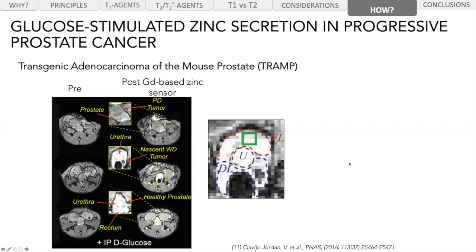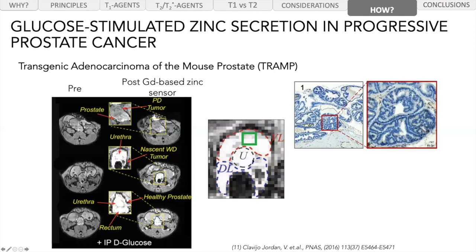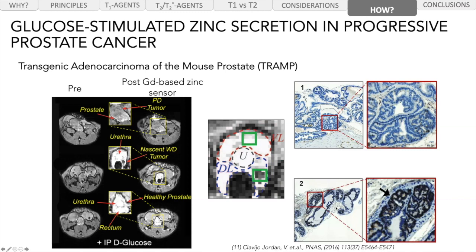So we validate the same way with histology, and we see that the healthy prostate, which does not show any hypointense regions with MR, is actually healthy, which makes sense. And these lesions that presumably indicate the gland has lost its zinc, we confirmed that those lesions were actually malignant. So this means that this probe can specifically detect prostate cancer and differentiate it from healthy and benign conditions.